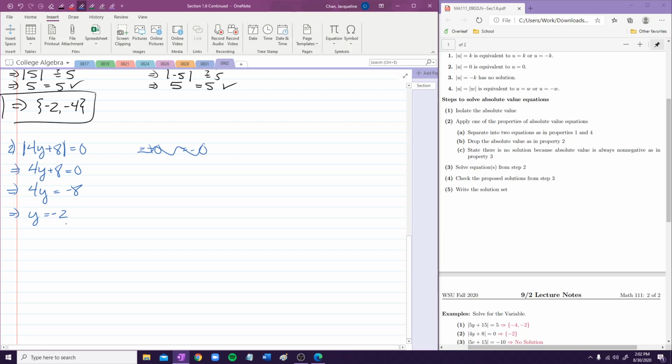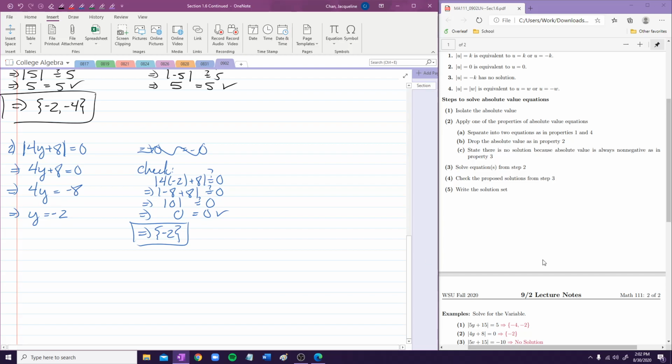All right, so now we have to check our potential solution. Right, so I'm going to check it up here. Okay, so wherever I see a y, I'm going to plug in a negative 2. Does this equal 0? Okay, this is negative 8 plus 8. Then this becomes the absolute value of 0. Okay, what is the absolute value of 0? It's just 0. 0 equals 0. This means that negative 2 is our solution.